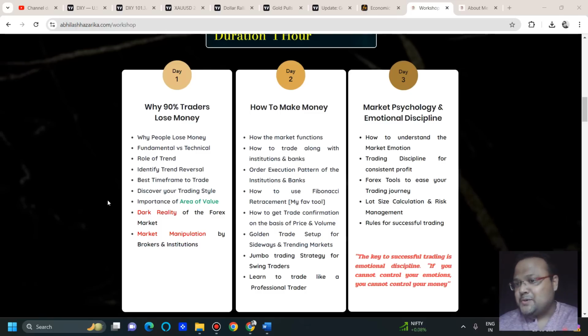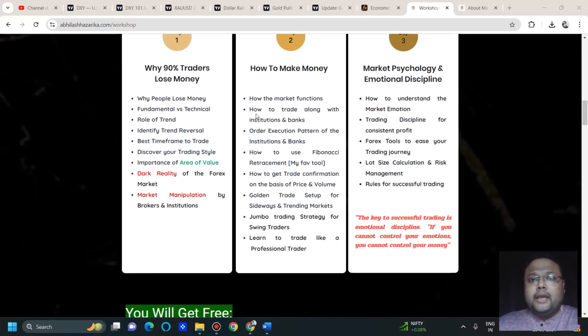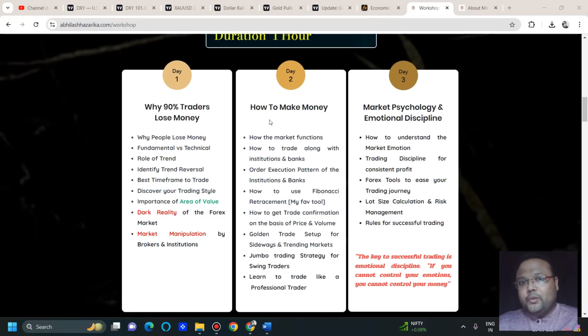We will just try to understand the market as it is. On day one, we will focus on the mistakes that we make and how brokers and institutions manipulate the market. On day two, we will see how we can make money in the market. For that, we need to understand the functioning of the market.